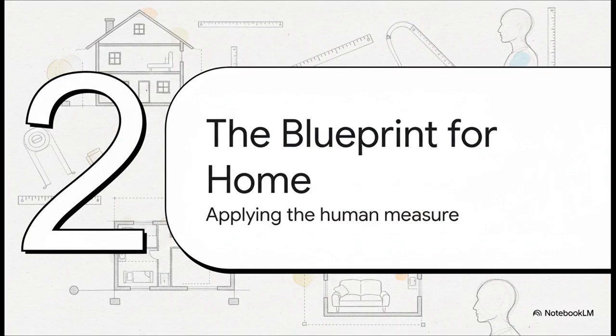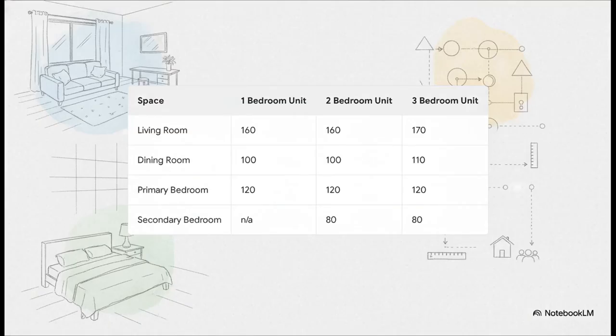Well, we start with the most personal space there is, our home. This is where we see that human measure become the actual blueprint for how we live. All right, check this out. This isn't just a random table of numbers. These are minimum room size standards in the US. A living room needs to be at least 160 square feet, a primary bedroom 120.